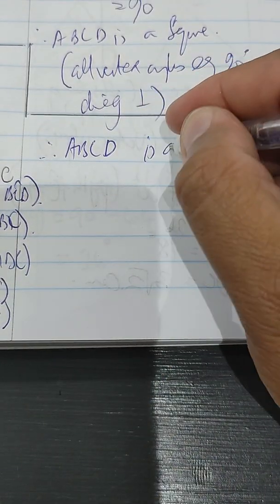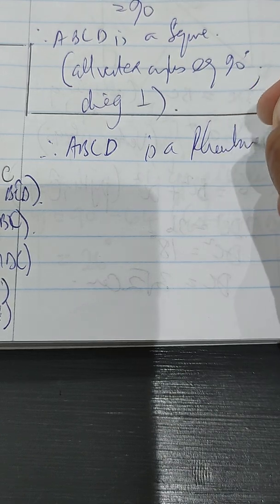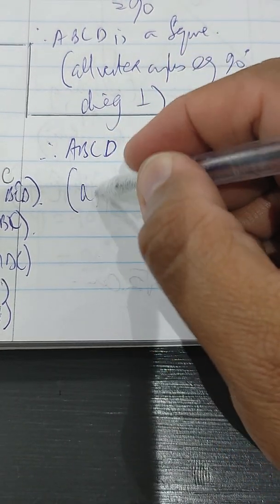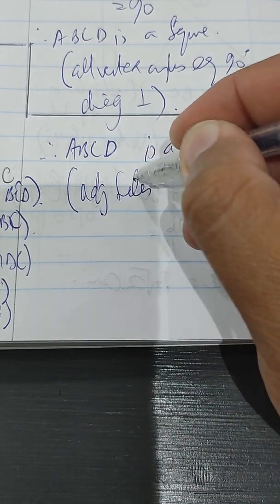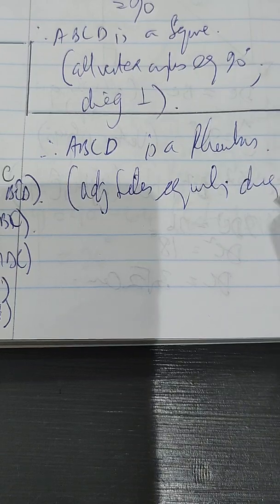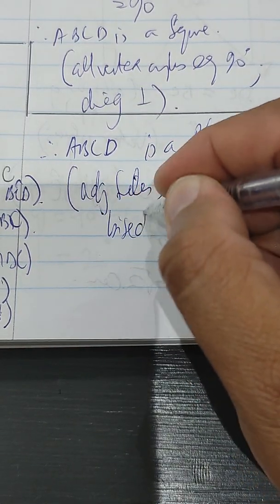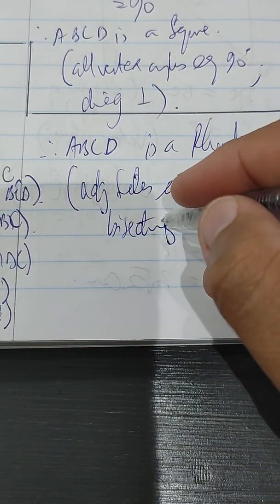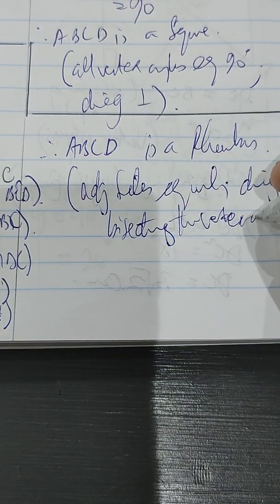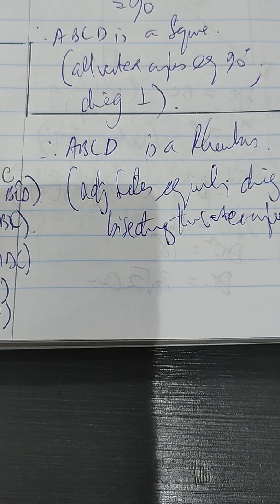So you can conclude, therefore, ABCD is a rhombus. Why is this a rhombus? Because adjacent sides are equal, as well as the diagonal is bisecting the vertex angle. Okay.